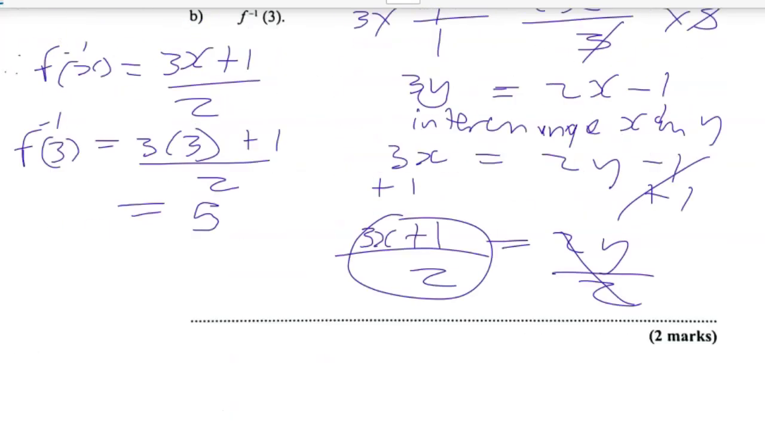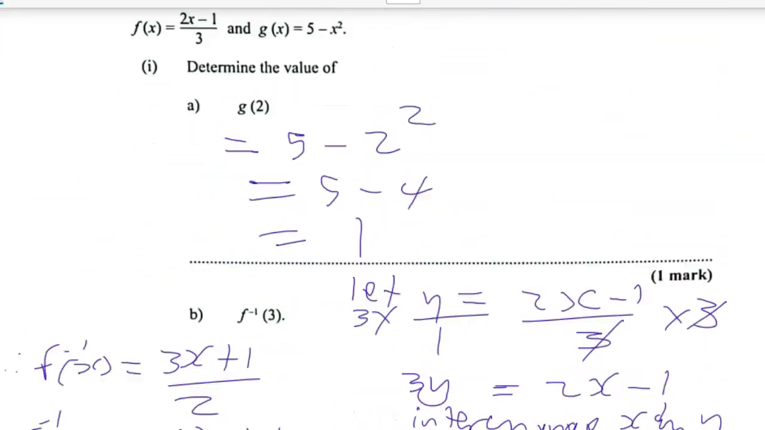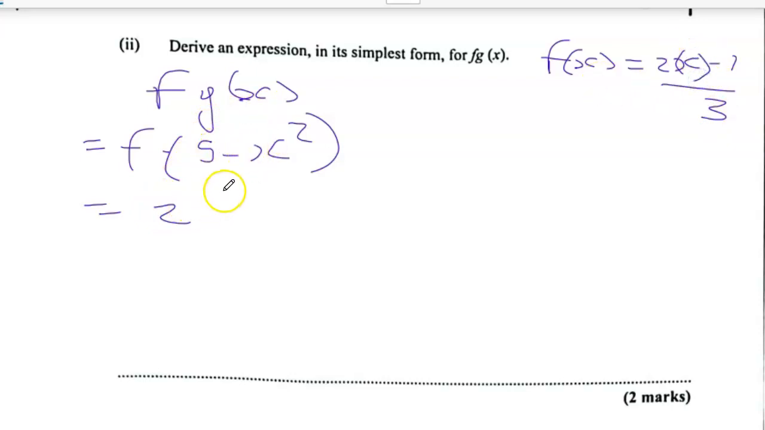Now f, remember that f of x is 2x minus 1 over 3. So f of this, we're going to replace the x with whatever is in the bracket. And that's 5 minus x squared, and then we have our minus 1 all over 3.